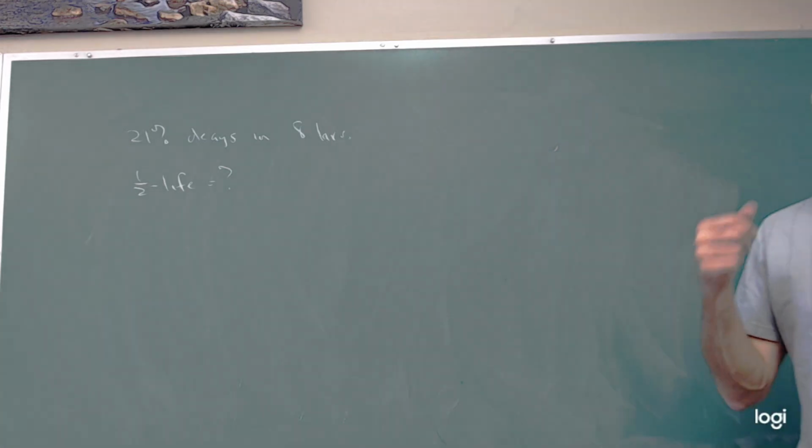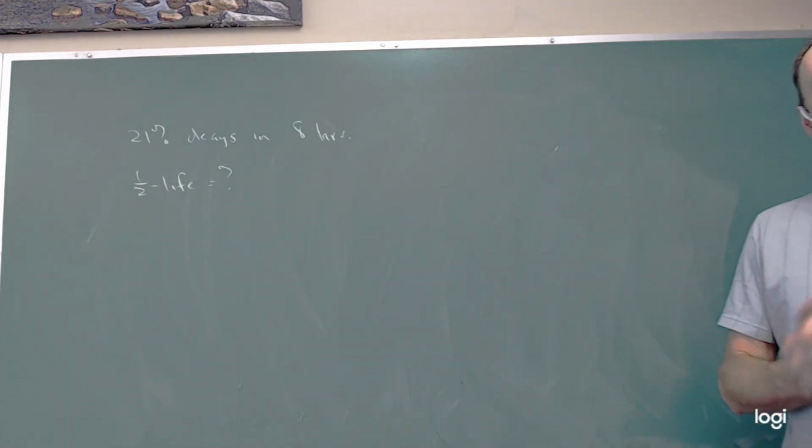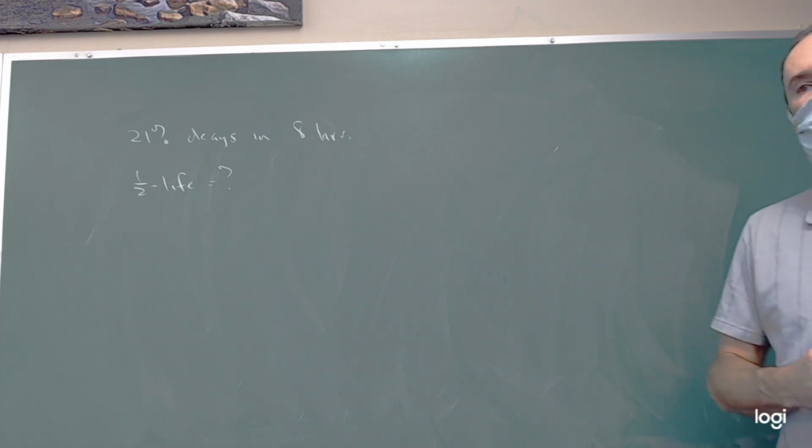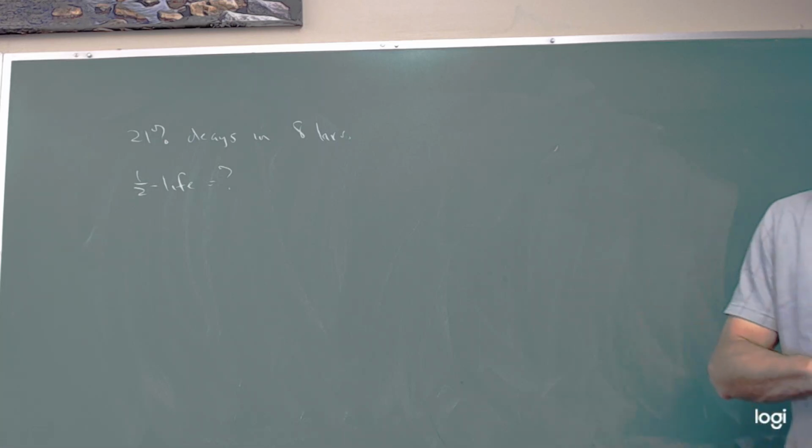So we're going to first solve this and find out what the rate is, the annual rate, or you could do continuous rate, it doesn't really matter. Then we're going to turn back around and do a second problem where we're going to find the half-life.